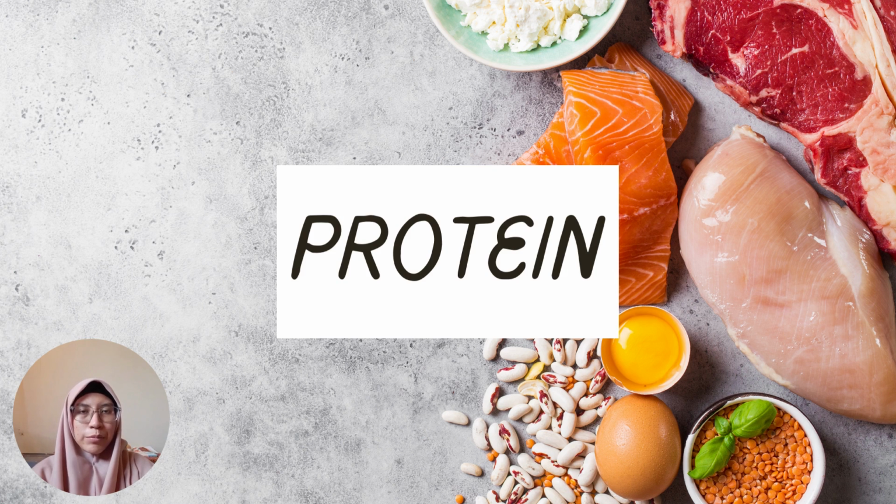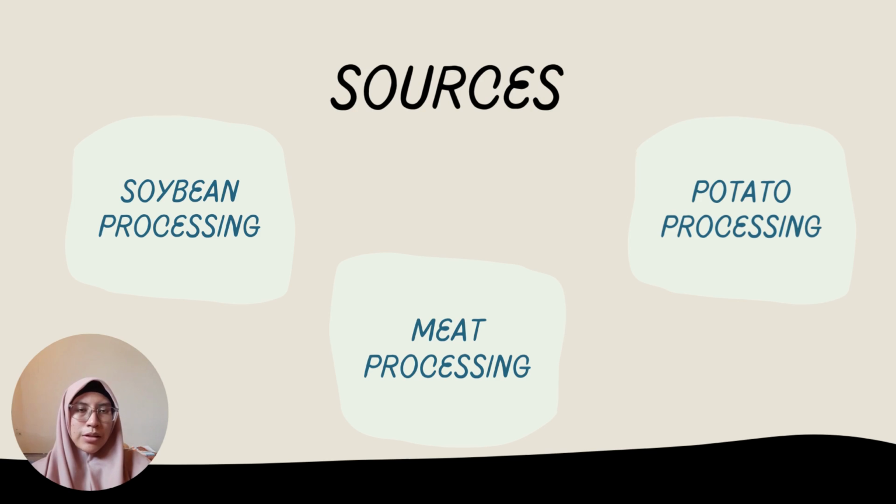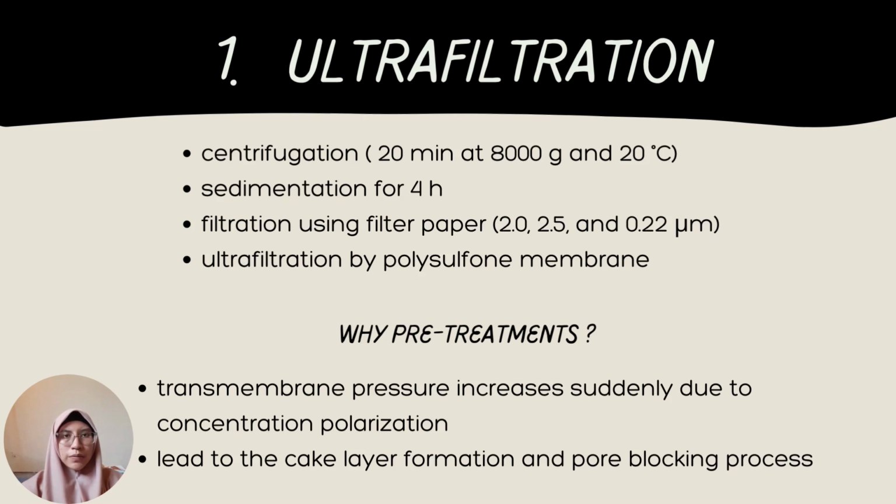Moving on to the treatment methods used in treating protein from wastewater. There are a variety of sources in which protein can be found in the wastewater, mainly the soybean processing, milk processing, and also the potato processing. The first treatment used in treating protein from wastewater is ultrafiltration.